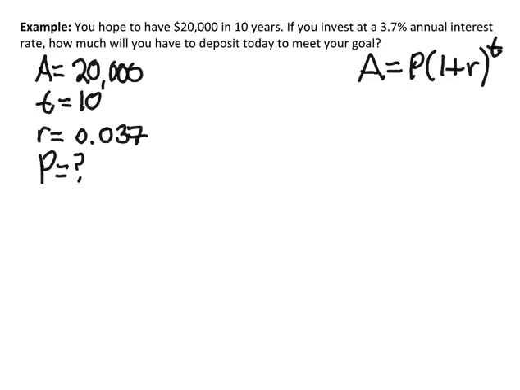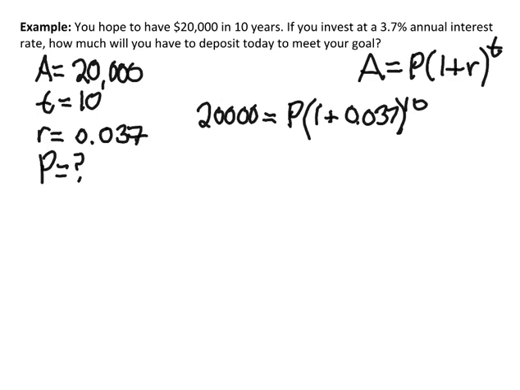All right, so here's our equation. Let's plug everything in. So A is 20,000. P we don't know. r is 0.037. And t is 10. We can clean this up a little bit. So do your brackets first. 1 plus 0.037 will be 1.037. That's to the power of 10. Do your exponents next. So do the 1.037 to the power of 10.